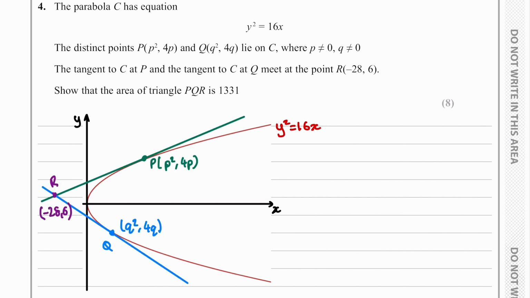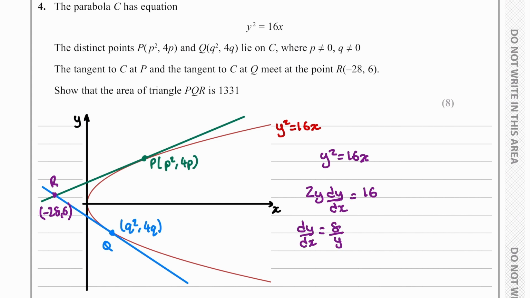Because we've got the tangent at P, I'm going to find the equation of this line by differentiating this to get the gradient and substituting in our x and y values. And then we can do the same for the tangent through Q. So I can differentiate this implicitly. So we get 2y dy/dx equals 16. And then we can move the 2y to the right-hand side and simplify.